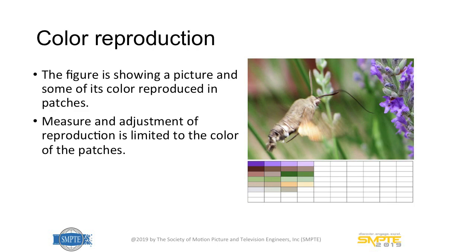So in reproduction, I'm showing this because it's quite interesting. The control of reproduction system, the control of coding from production to distribution to reproduction is based on the patches you see here. I mean, what is measured, what is controlled, and what the projectors are trying to reproduce is in fact the color of the patches.